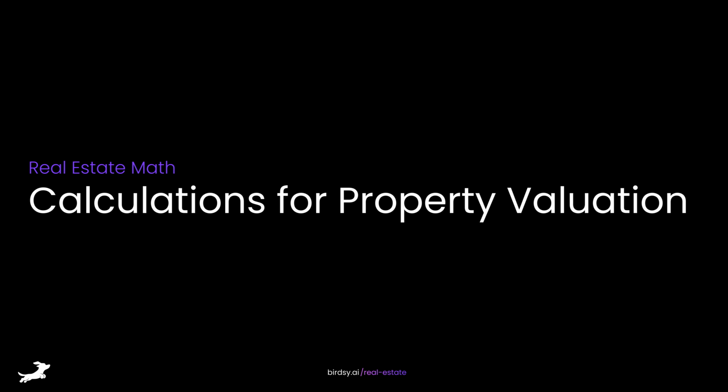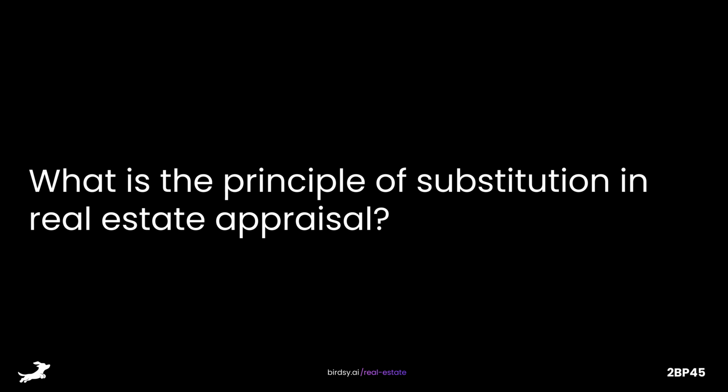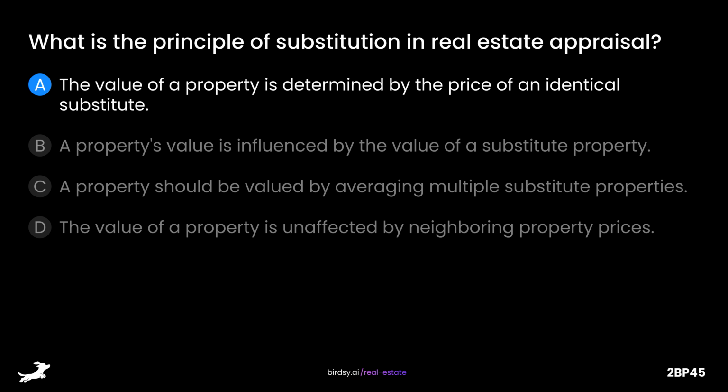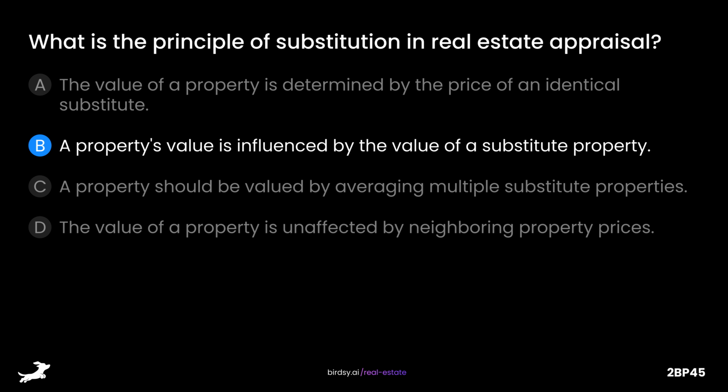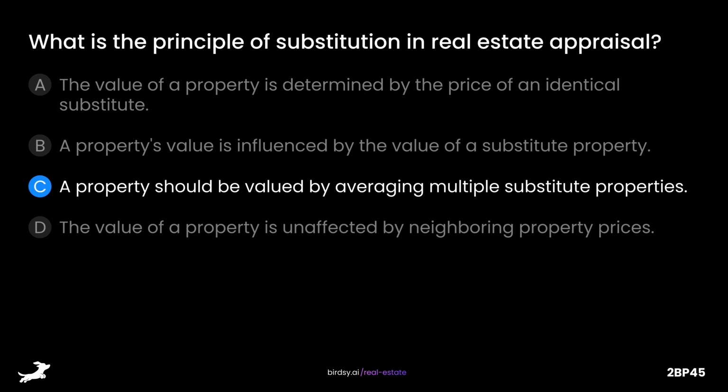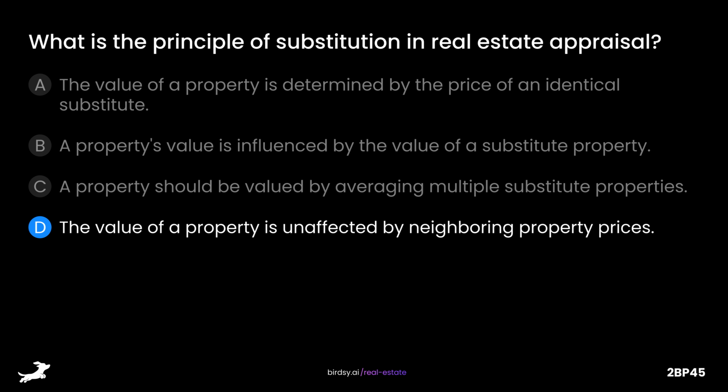Calculations for property valuation. What is the principle of substitution in real estate appraisal? Is it A, the value of a property is determined by the price of an identical substitute? B, a property's value is influenced by the value of a substitute property. C, a property should be valued by averaging multiple substitute properties. Or D, the value of a property is unaffected by neighboring property prices?